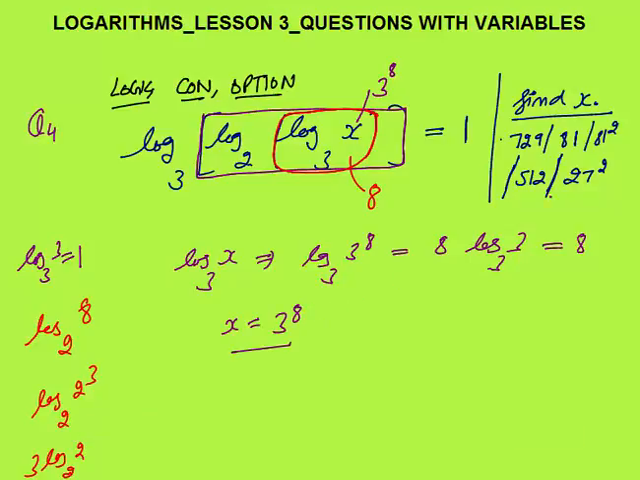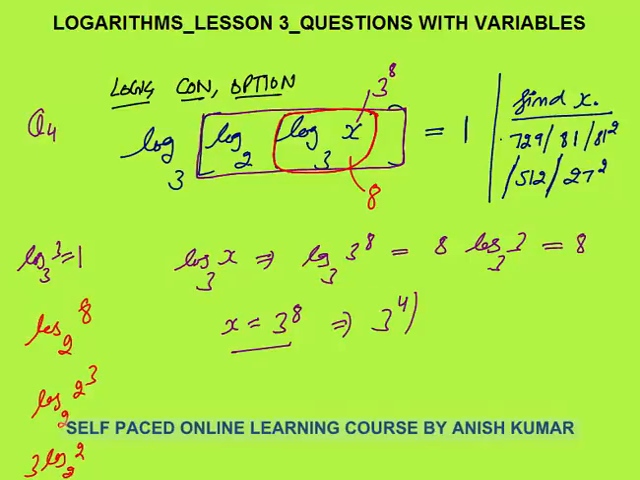Now no option is given in the form of 3 raised to the power 8, but 81, I know that 3 power 4 is 81. I can write it like this, 3 power 4 squared, then I say this 81 squared will be my final answer, that is option number 3. Now if I have to solve this question in the exam, I can solve it verbally without writing.